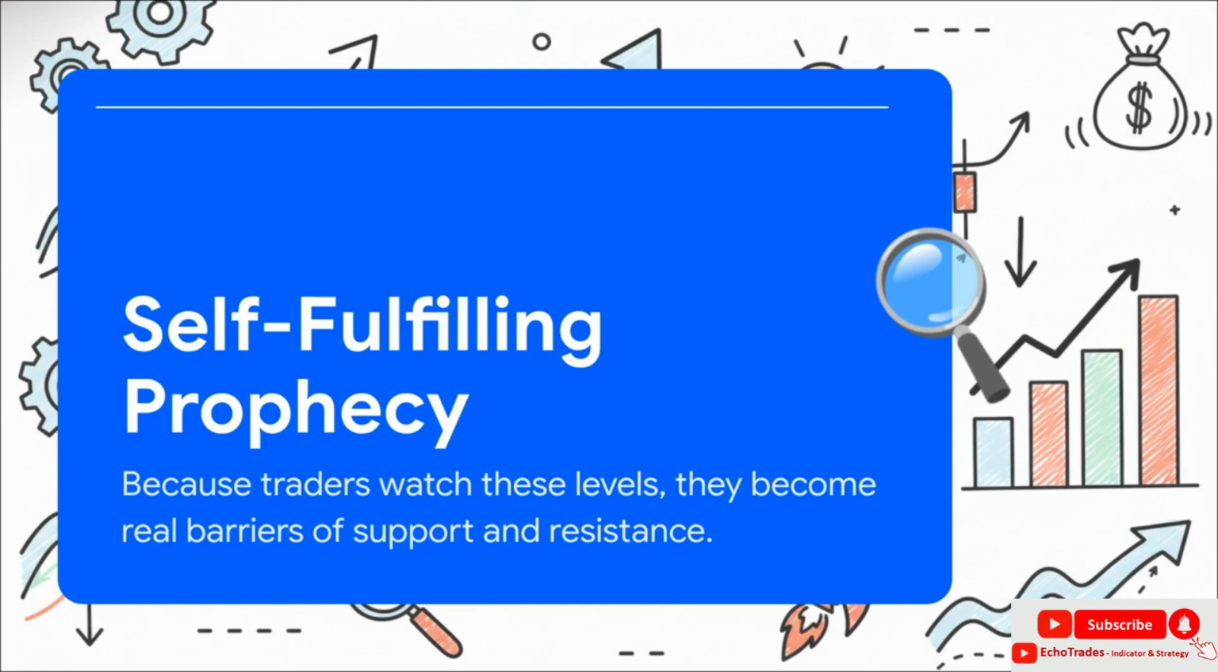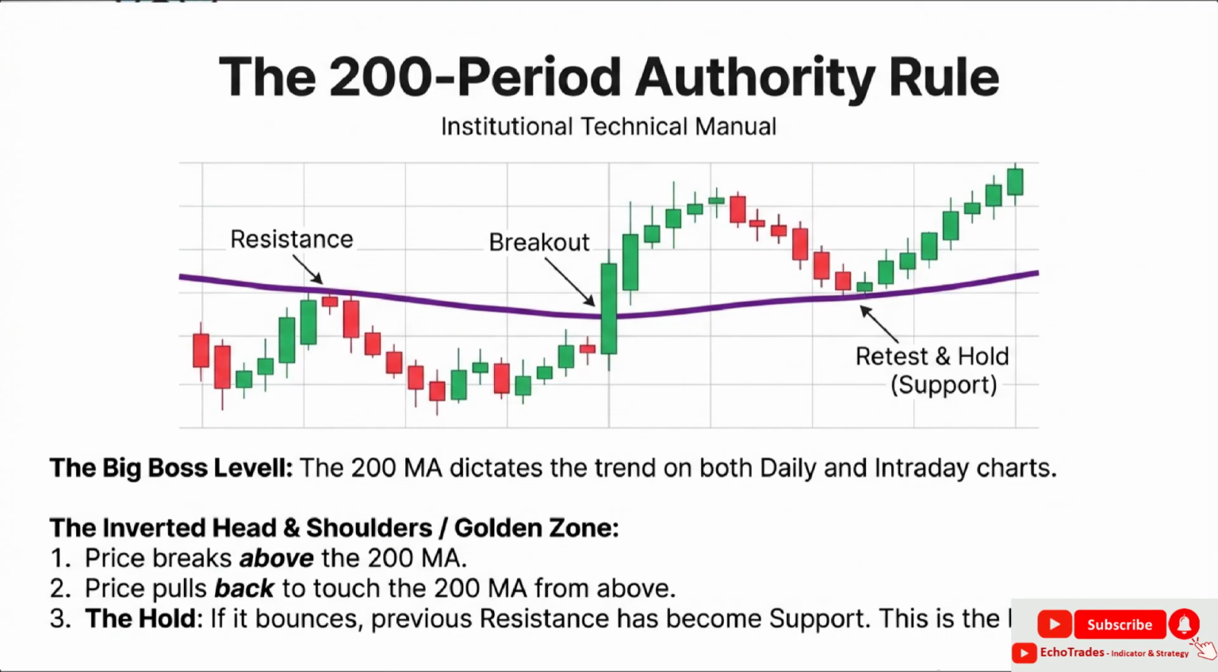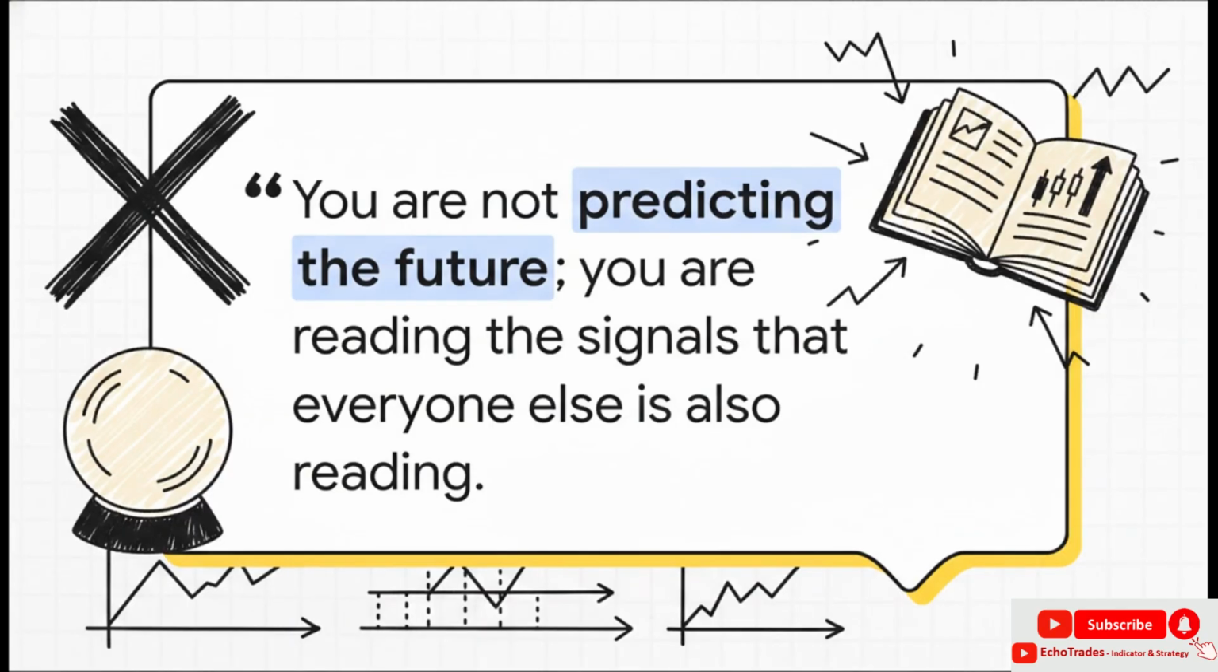Look, there's nothing magical about the number 200 itself. The power comes from the fact that millions of traders and billions of dollars in computer-driven funds are all programmed to see that line as a critical line in the sand. So when the price gets there, they react, and it's that reaction that makes the level real. Now, what's so cool about this is it completely flips your entire mindset. You're not trying to be a fortune teller here. You're not predicting what's going to happen. You are just a skilled observer, reading the same page of the same playbook that everybody else is looking at.